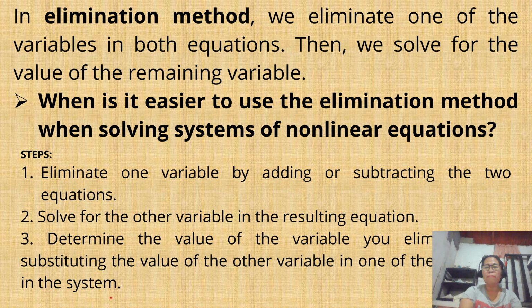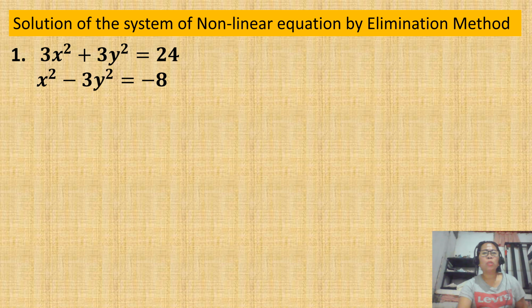So let us try this example. Find the solution of this system. We are going to decide what variable is to be eliminated, so we need to consider the following conditions. First, look for a variable with opposite signs. The second is to look for the variable with a similar numerical coefficient. And at the same time, look for the variable with a similar degree.